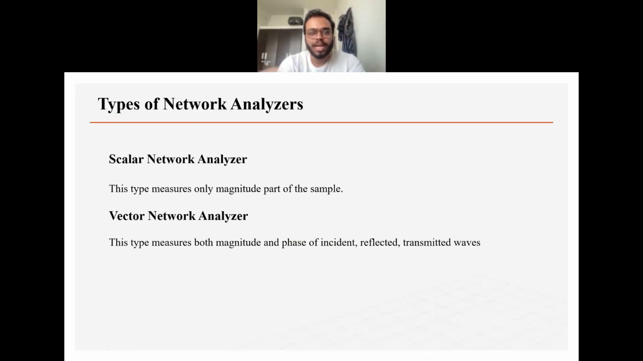So there are mainly two types of network analyzers. They are the scalar network analyzer and the vector network analyzer. The scalar network analyzer measures only the magnitude part of the sample, so it is called a scalar network analyzer. The vector network analyzer measures both magnitude and phase of incident, reflected and transmitted signals. As it measures both the magnitude and also the direction, it is called the vector network analyzer.